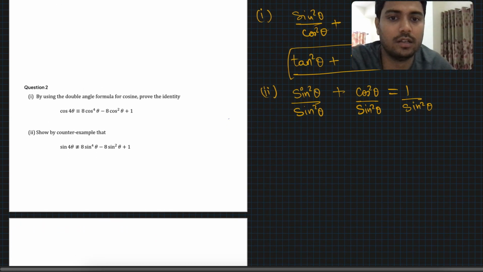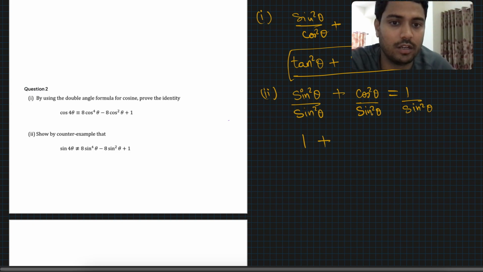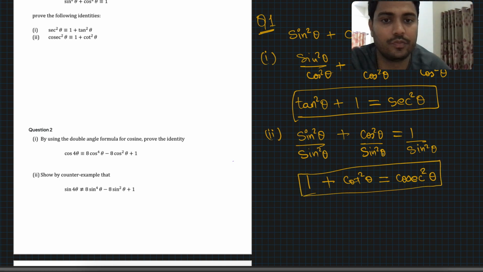So simply sin square theta by sin square theta will be 1 plus cos square theta upon sin square theta, which is cot square theta, and that is equal to 1 upon sin square theta, that is cosec square theta. So this is what we had to prove.